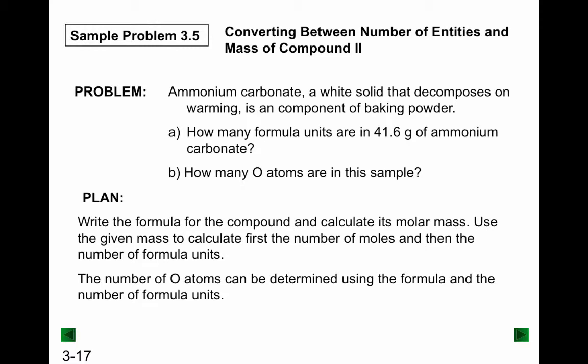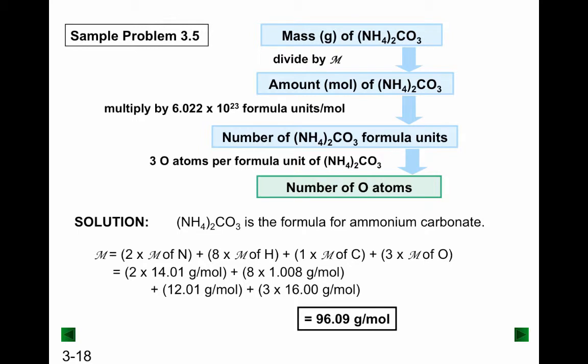In Part B, we are asked to determine the number of oxygen atoms in this compound. To do this, we need the number of formula units found in Part A and the chemical formula for this compound. So our strategy is to convert grams of ammonium carbonate to moles of ammonium carbonate by dividing by the molar mass of ammonium carbonate. Then we can convert moles of ammonium carbonate to formula units of ammonium carbonate by multiplying by Avogadro's number. This will give us the number of formula units of ammonium carbonate. Then we can find the number of oxygen atoms simply by multiplying the number of formula units by the number of oxygen atoms in the compound. So we need the chemical formula for ammonium carbonate.